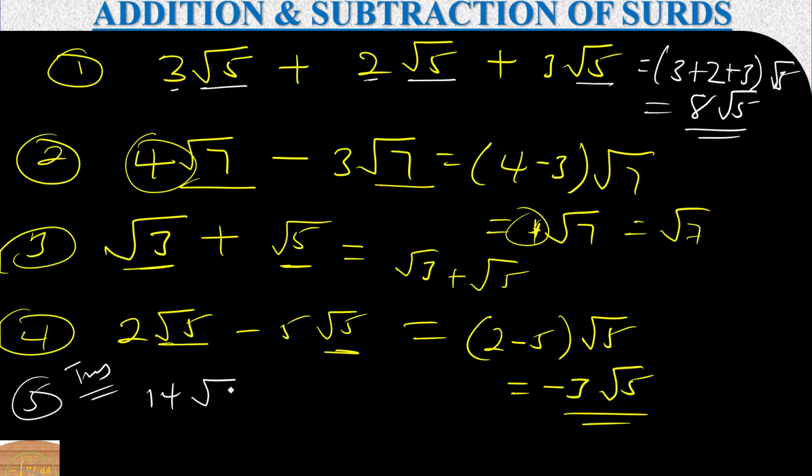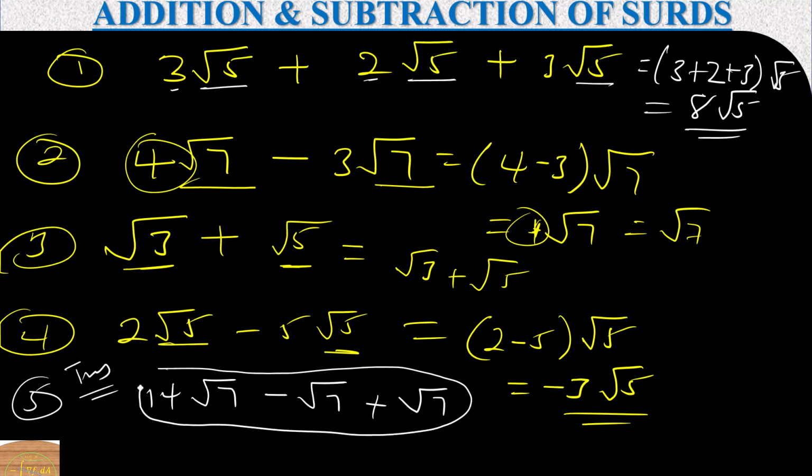Now try this one: 14√7 minus √7 plus √7. You can send the answer in the message box down there. So 14√7 minus √7 plus √7.